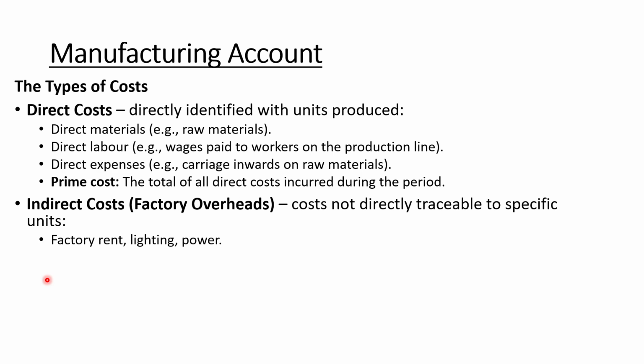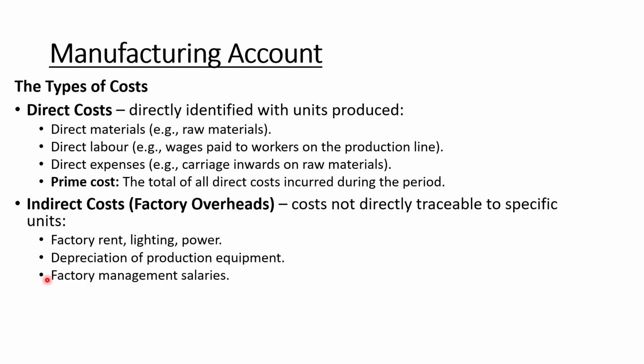So examples of indirect costs include rent, lighting, and power. Also, depreciation of production equipment. The hammer you are using, the amount of depreciation it undergoes, is an example of indirect cost. Also, factory management salaries are part of indirect cost.